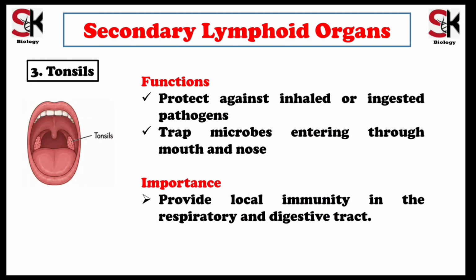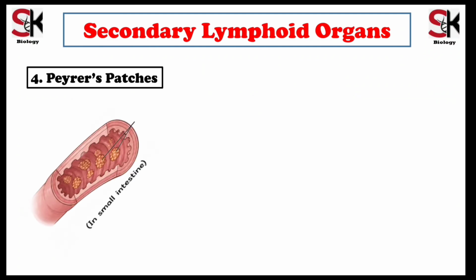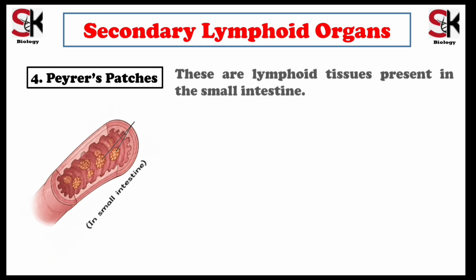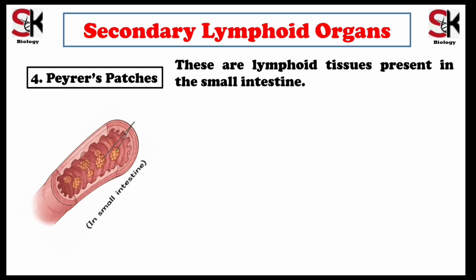Tonsils function to protect against inhaled and ingested pathogens, and they trap microbes entering through the mouth and nose. They are important as they provide local immunity in the respiratory and digestive tracts. The fourth organ is Peyer's patches. Peyer's patches are groups of lymphoid tissue present in the small intestine, especially in the ileum.